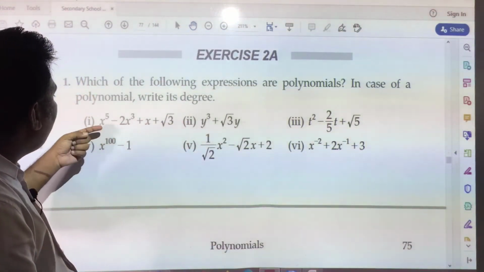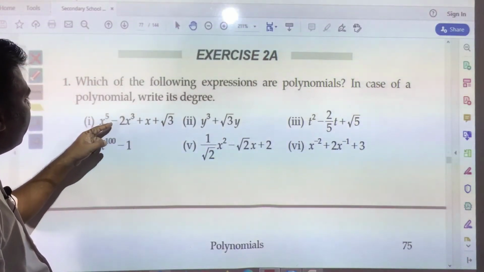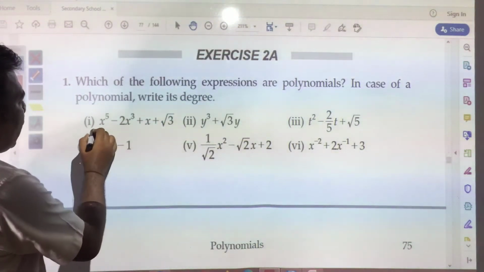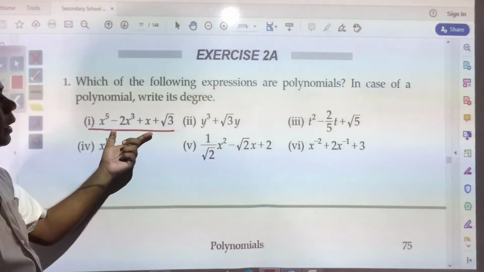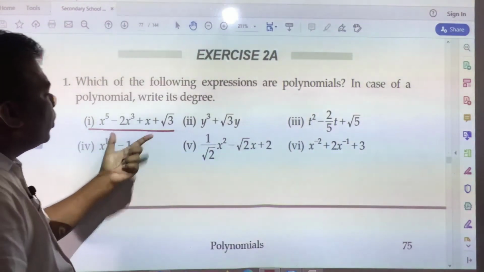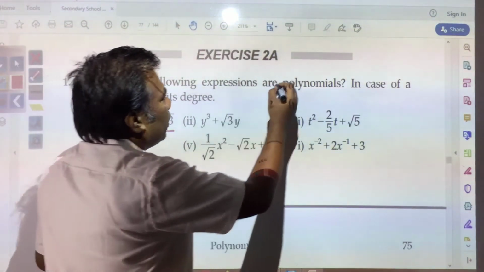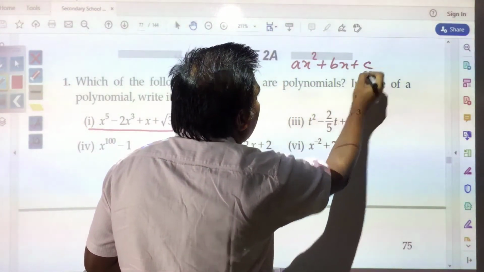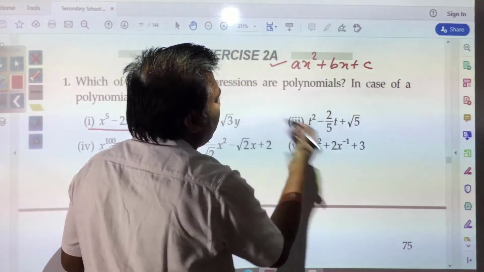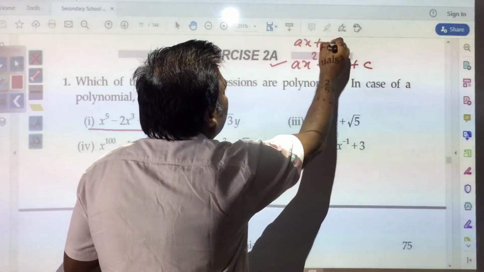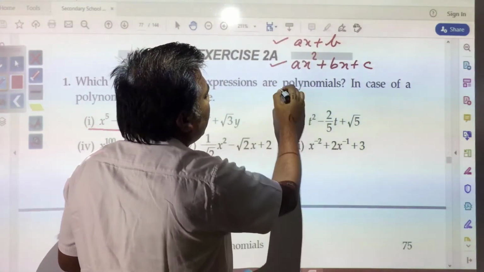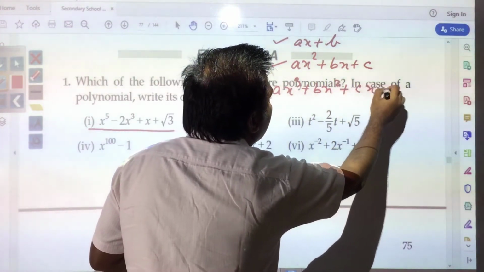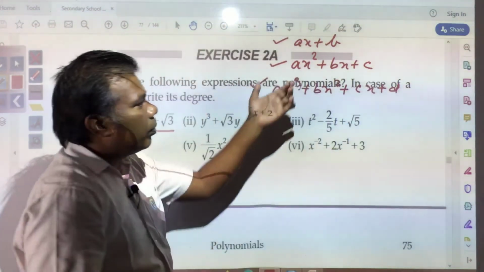Here you see you have the first expression x to the power 5 minus 2 x cube plus x plus root 3. So, is it a polynomial? Yes, it is a polynomial. And why? How will you know that this is a polynomial? That will be in the form of ax square plus bx plus c for a quadratic polynomial, ax plus b for a linear polynomial, ax cube plus bx square plus cx plus d for a cubic polynomial, and so on.